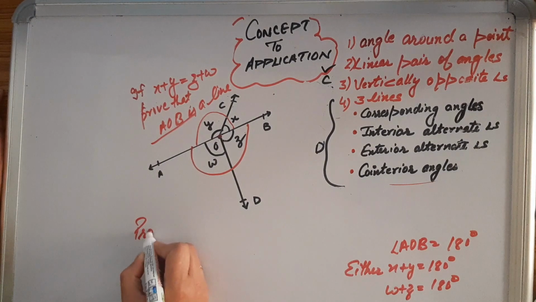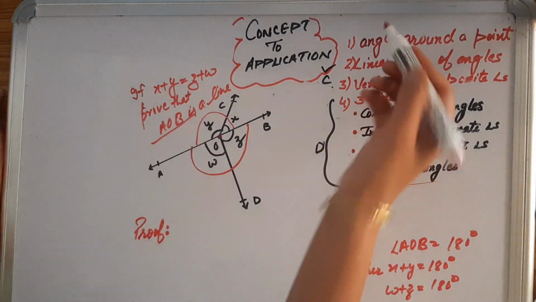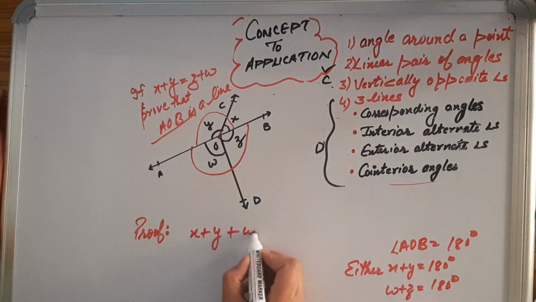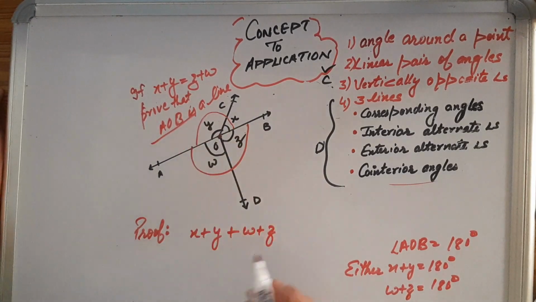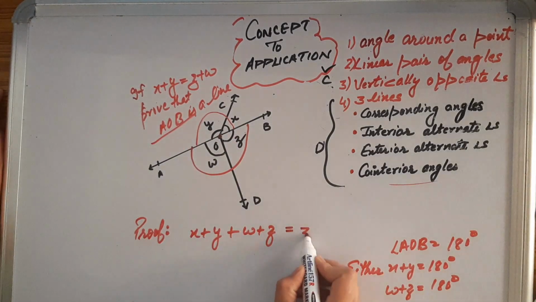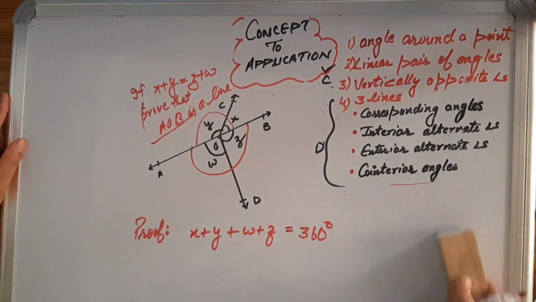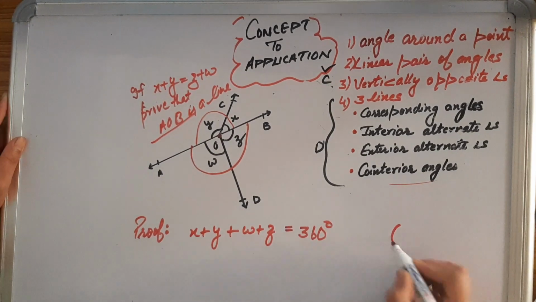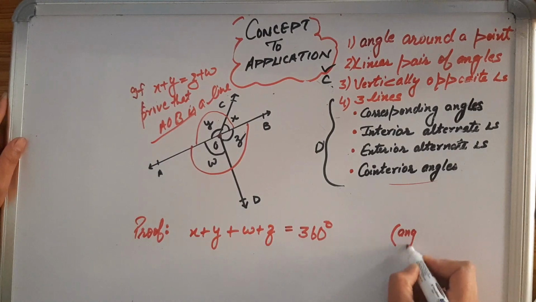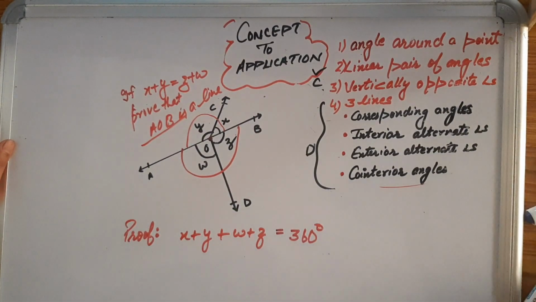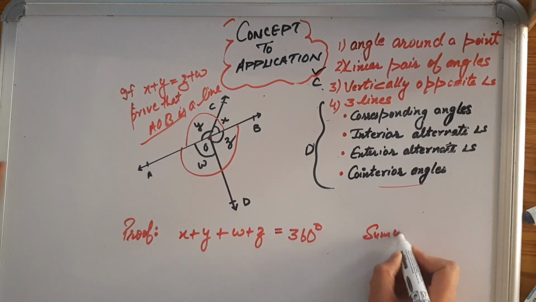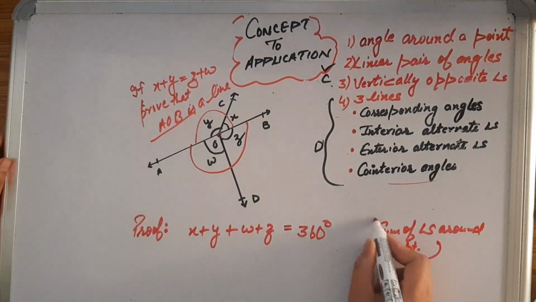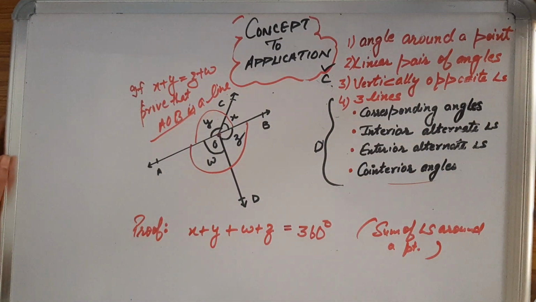So here is the proof now. That's the only concept I can use. I'm just writing it, let's see whether it helps us or not. X plus Y plus W plus Z. These are four angles around this point and their sum is 360 degrees. And here we can write down the reason: sum of angles around a point. I'm writing it in short: angles around a point. Now what can we do with this?